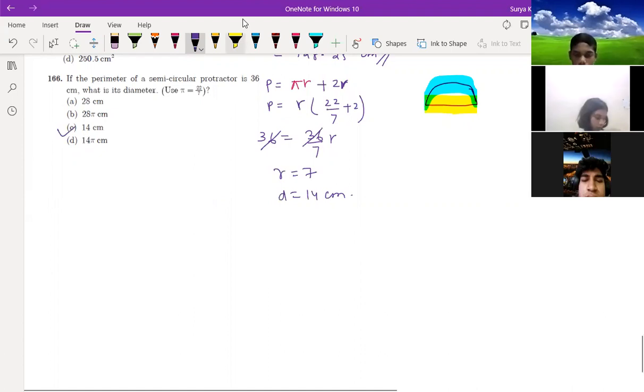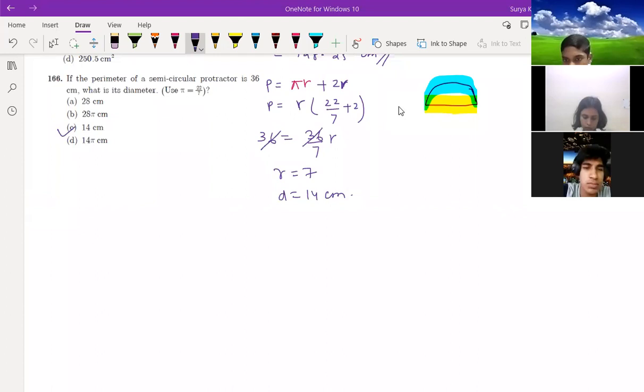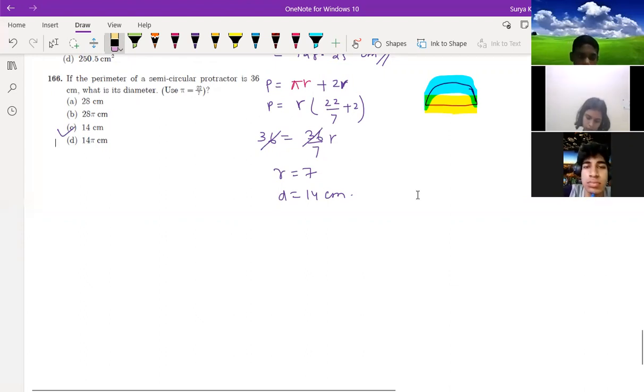But nobody messaged me till now. I solved it and told you, right? So does anyone have a doubt in this? So don't get confused here. Hemant, don't get confused in this type of question. If they ask the perimeter of the protector, it is nothing but half of the circumference of the circle plus 2r. Don't forget to write 2r. Otherwise this becomes wrong.